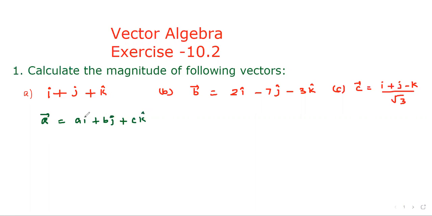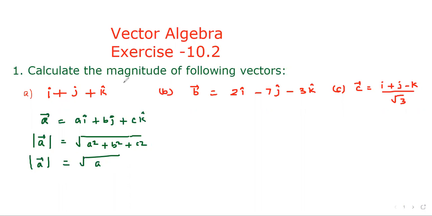All will contain cap. So magnitude or modulus is given by the square root of the sum of squares of coefficients: a square plus b square plus c square. So here the coefficients are 1, 1, 1. So suppose it is vector A modulus, then it will be equal to root of 1 square plus 1 square plus 1 square, that is root 3.